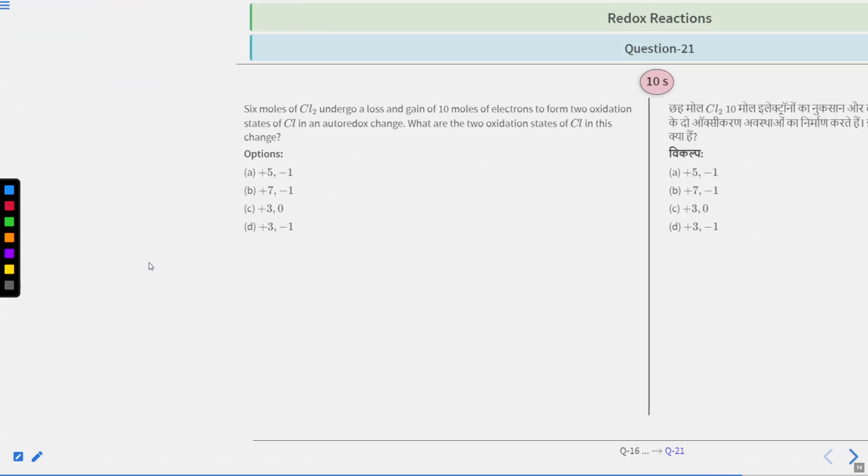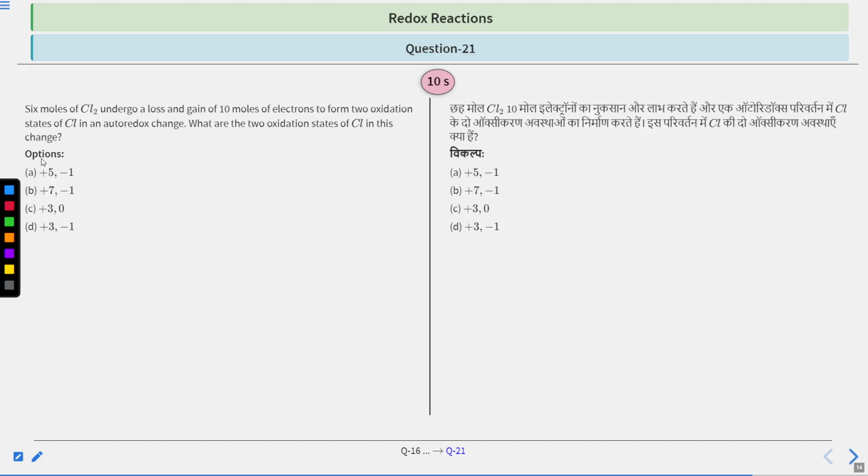Let's move to the next question. Question number 21. 6 moles of Cl2 undergo a loss and gain of 10 moles of electrons to form two oxidation states of chlorine in an auto-redox change. If you don't remember, an auto-redox change is a redox reaction in which the same element undergoes both oxidation and reduction. So what are the two oxidation states of chlorine in this change?